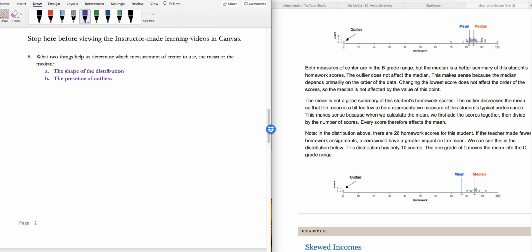Okay, so let's see over here. Let's maybe start making a list. So the median is going to be our better measure of center if outliers are present.